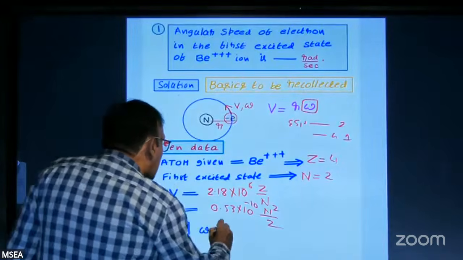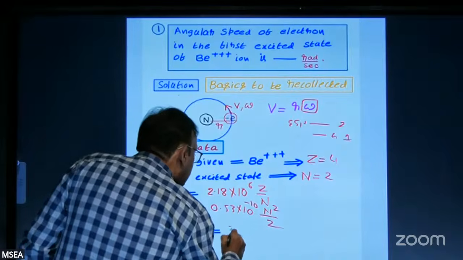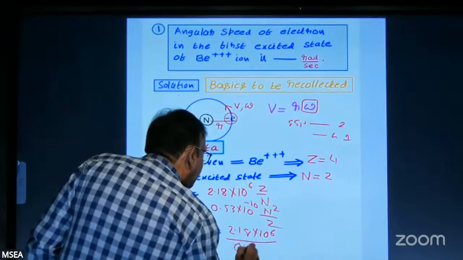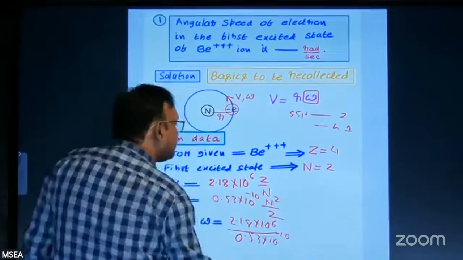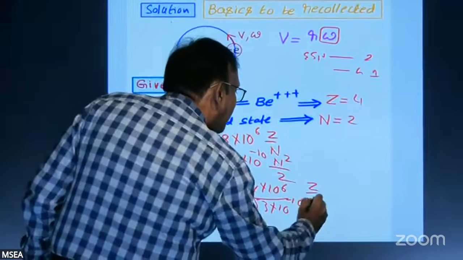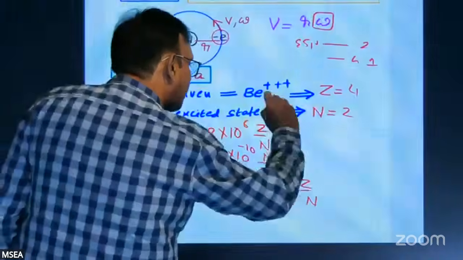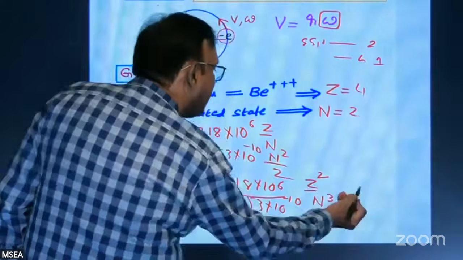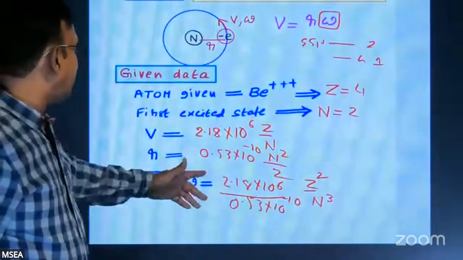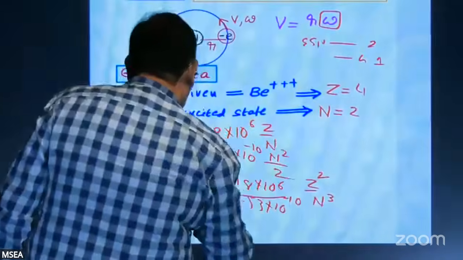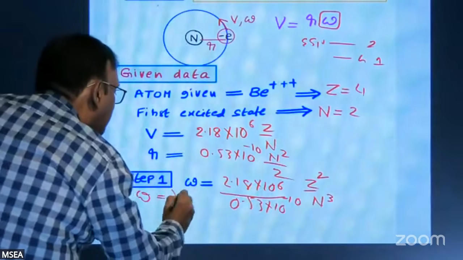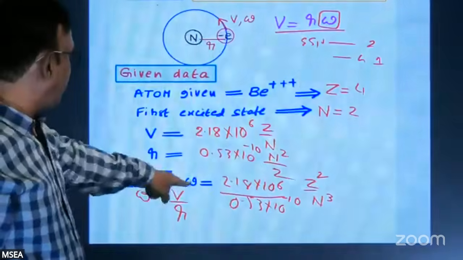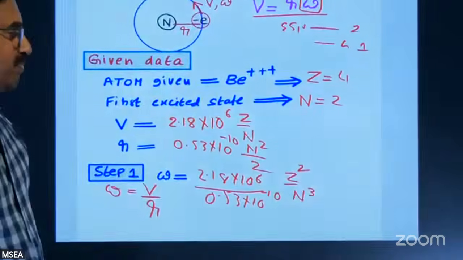To begin with, the angular velocity is 2.18 into 10 to the power of 6 divided by 0.53 into 10 to the power of minus 10, into z by n. When you divide, this z will come to the numerator, so this comes out to be z square divided by n cube. Angular velocity omega is v by r; v is equal to r omega, as already discussed. Omega comes out to be v by r, and you know v as well as r.